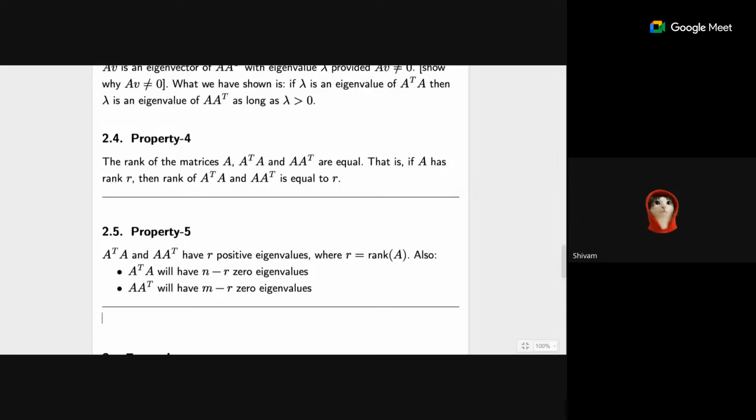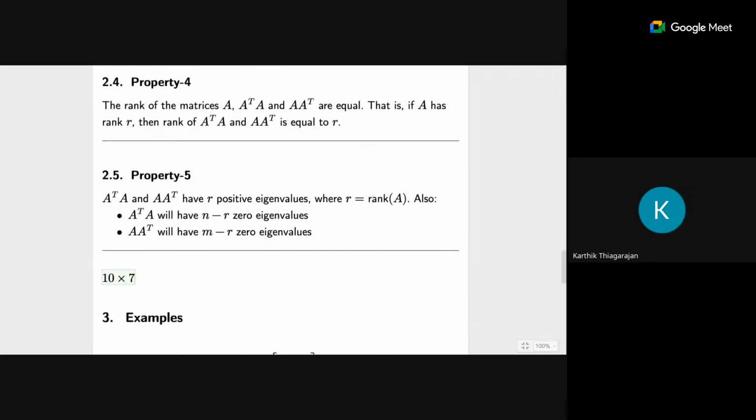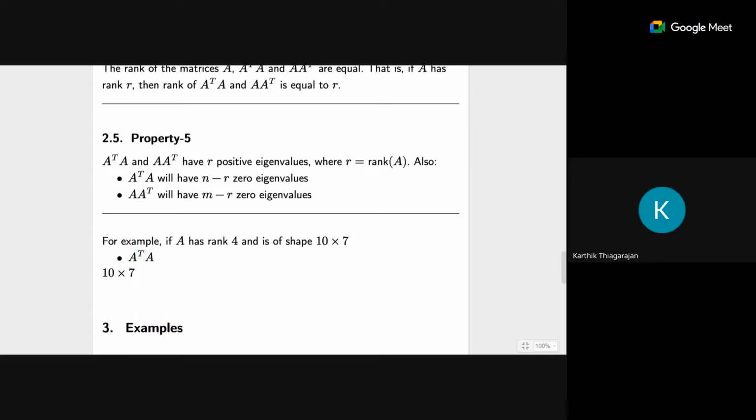Sir, this means that suppose m is less than n and the rank is R, there will be R positive eigenvalues and the remaining will be zeros, is it? Yes. See, rank is always less than or equal to the minimum of m and n. For example, if A has rank 4 and is of shape 10 cross 7, then A transpose A will be of shape 7 cross 7. It will have 7 eigenvalues in total, so it will have 3 zero eigenvalues. And A A transpose will have 10 eigenvalues, so 6 zero eigenvalues. Got it, this is what we are claiming.